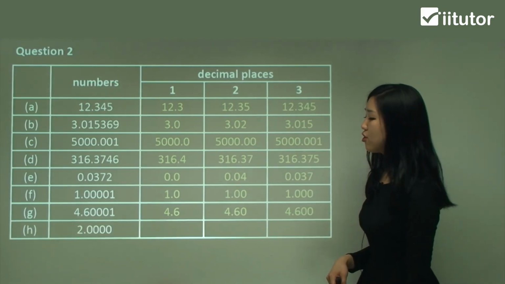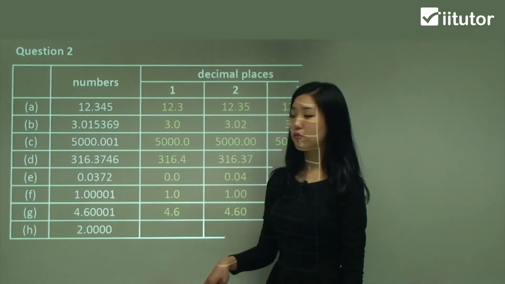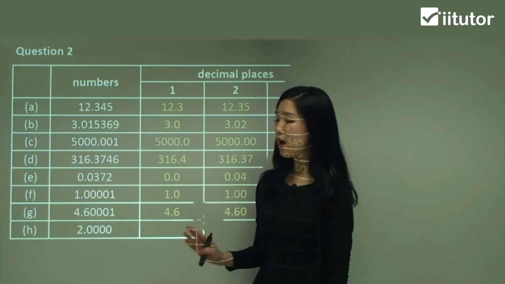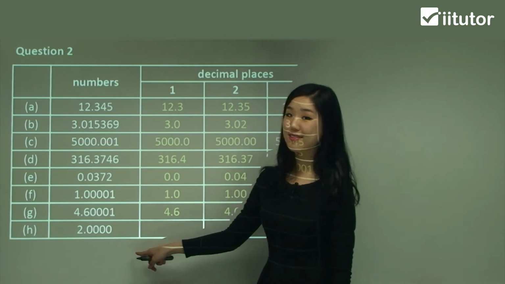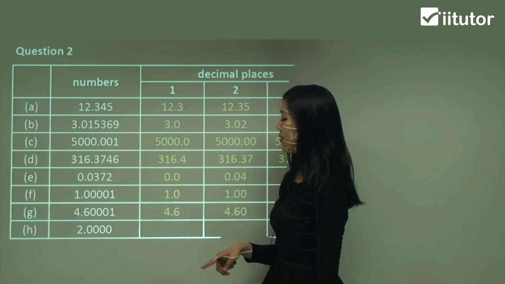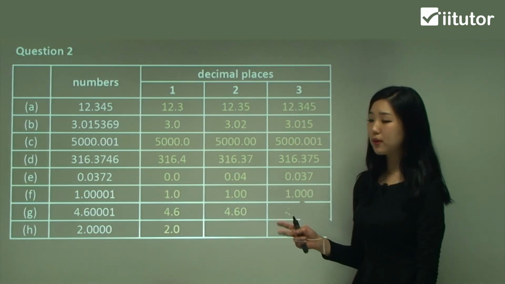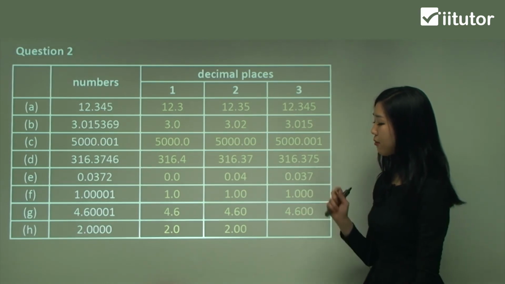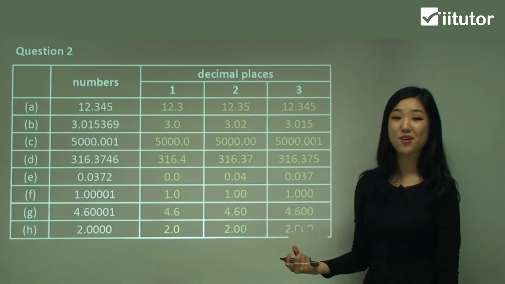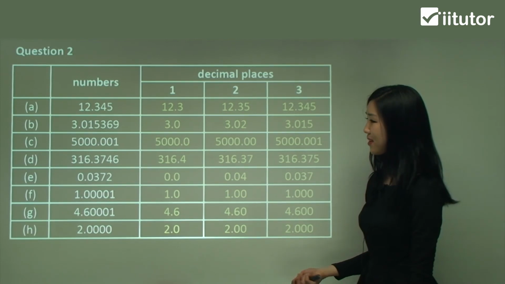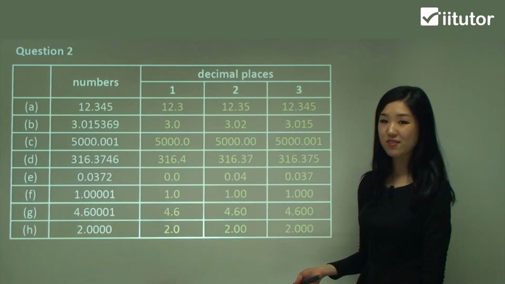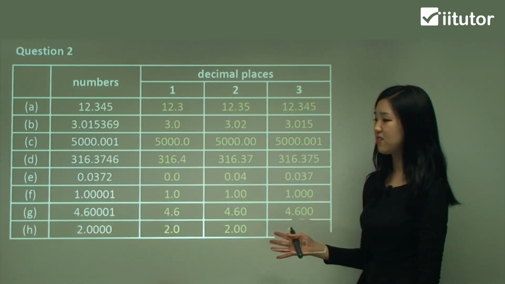And then H, we've got 4 zeros after it, and again, we don't have to worry about rounding up because all these numbers are less than 5. So 1 decimal place, 2.0, 2 decimal places, 2.00, and 3, 2.000. Very, very simple. Okay, and that's pretty much it. So it's very, very repetitive, isn't it? So hopefully that's all stuck in your head by now.